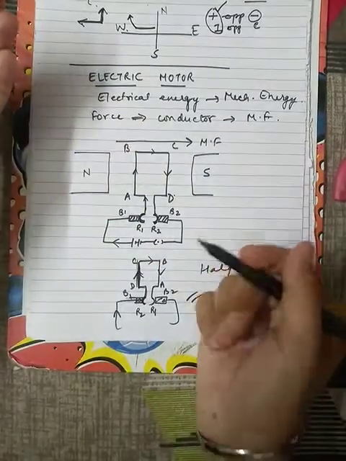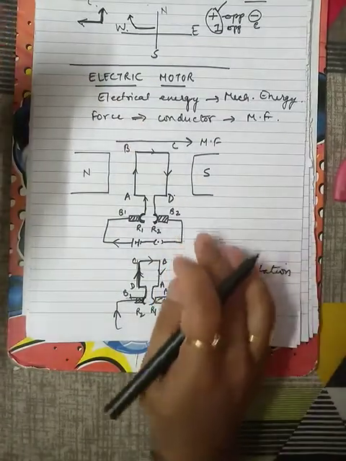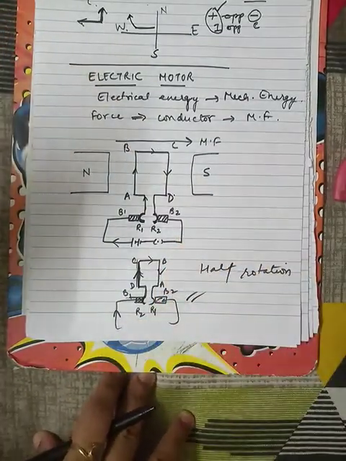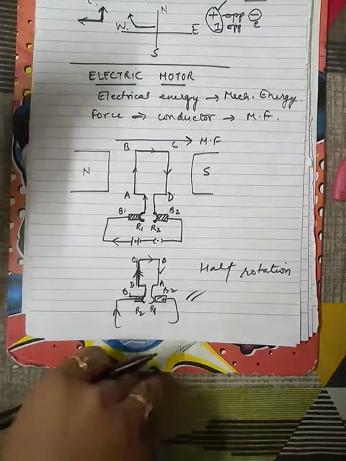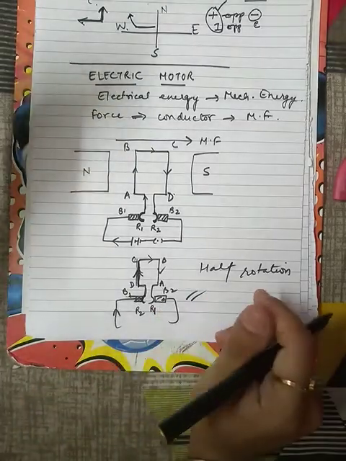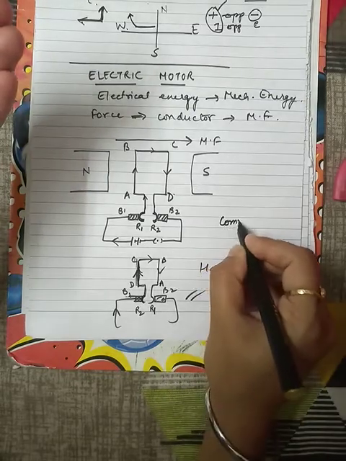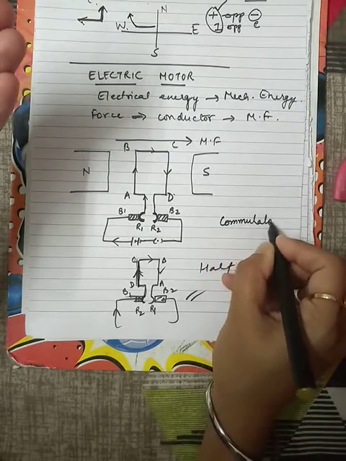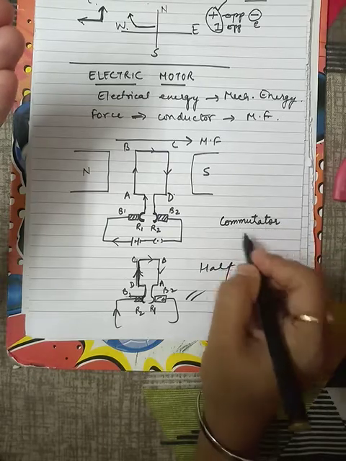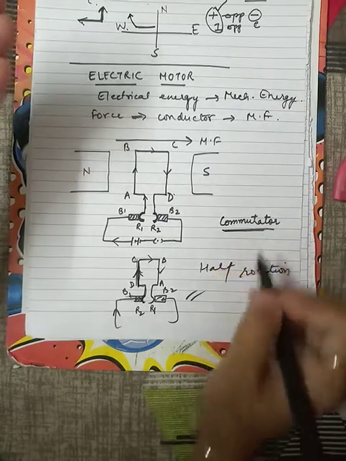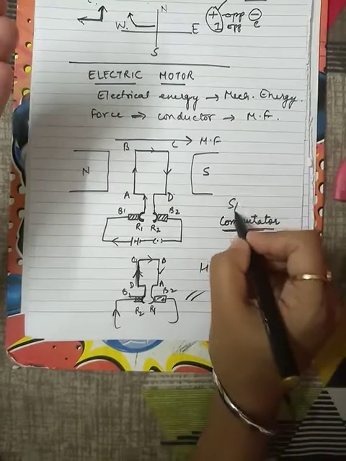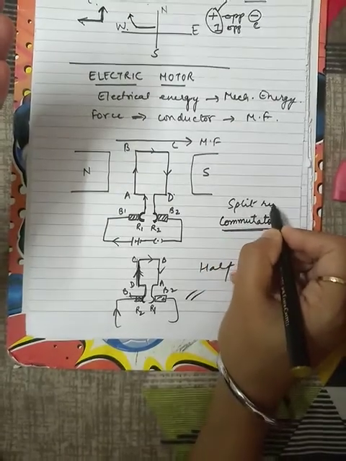Okay, so the split ring here can be called a commutator. It is reversing the direction of current in a branch of the rectangular coil, so it is acting as a commutator. A commutator is a device which reverses the direction of current. So here split rings are acting as a commutator.